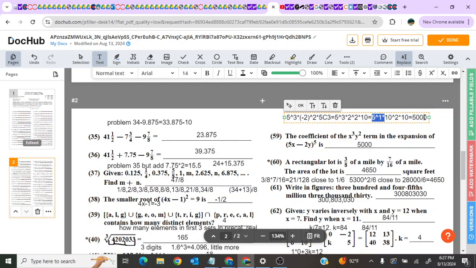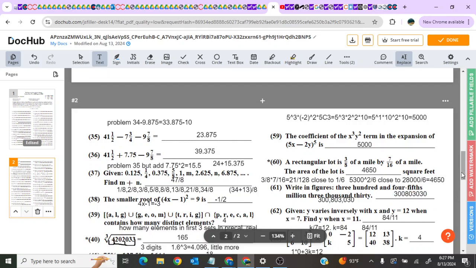61, write in figures 304/5 million, 3,030. 300 million, 4/5 of a million, so 800,000, 3,030. So yeah, you're just writing all that down.